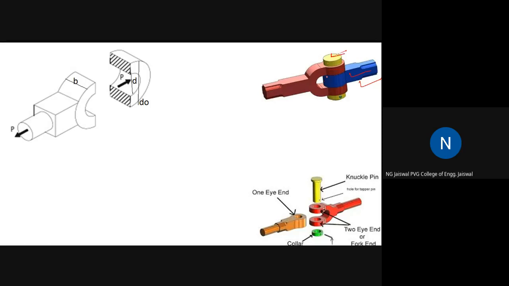Possible. So therefore, this single eye can fail. If it fails this way, what will this be called? This will be called a tensile failure. One thing you note, whenever you say tensile failure, the two surfaces get separated from each other. That is an identification mark of the tensile failure.